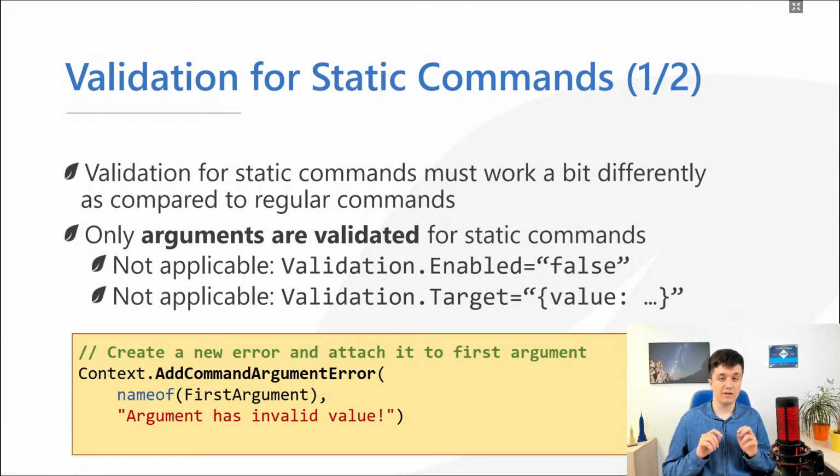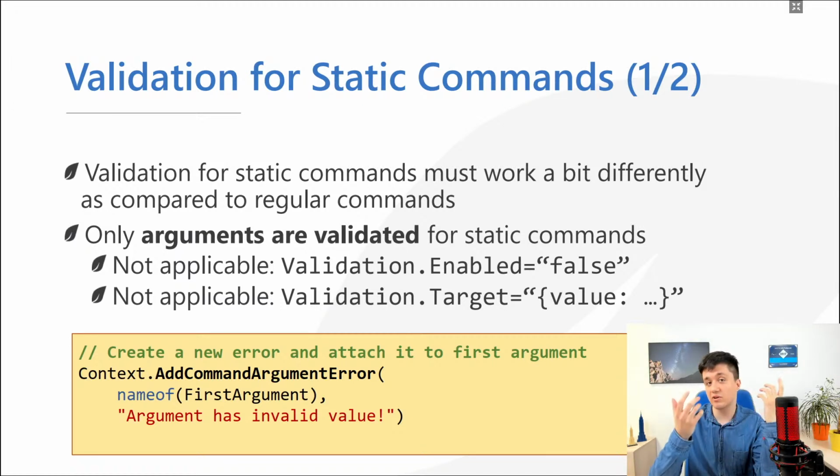So when we introduce validation for static commands, the biggest difference will be that it won't just validate viewModel, it will be validating the arguments that are passed to the static command invocation. So if you think about it, those things that you were able to specify for validation, for example validation enabled or validation target, won't be applicable to validation in static commands.